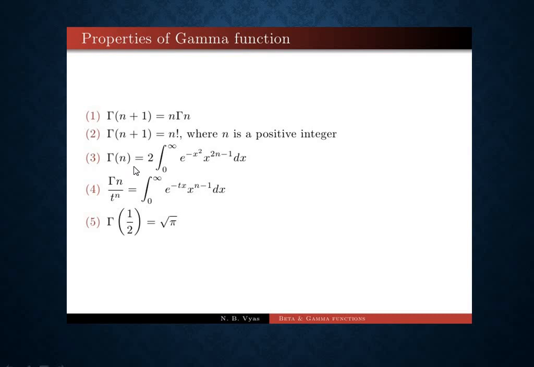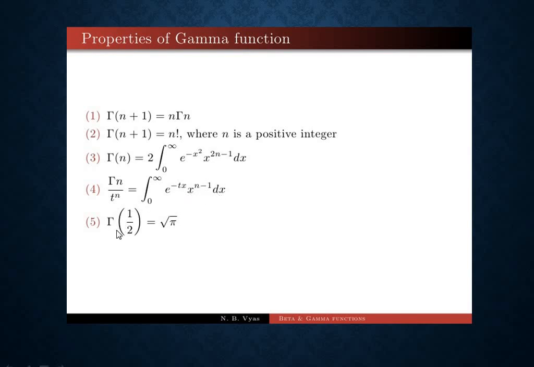Third one is gamma of n is equal to 2 into integral 0 to infinity e power minus x square, x power 2n minus 1 dx. And one more, gamma of n by t power n is equal to integral 0 to infinity e power minus tx into x power n minus 1 dx.